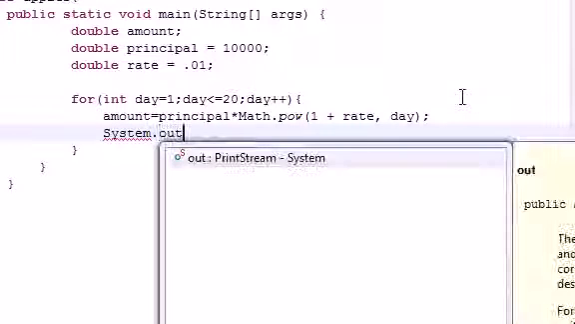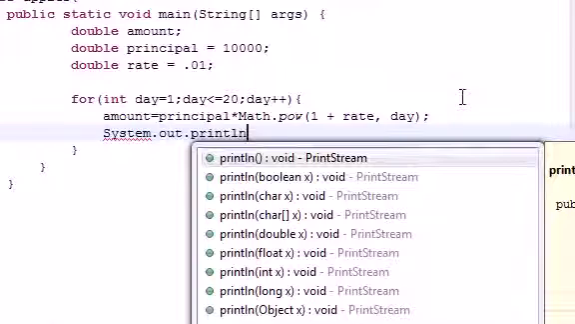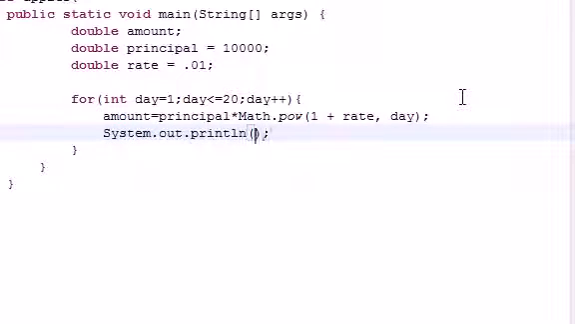System.out.println, and let's print year, actually day. Whenever you use compound interest you usually use year, but no one really uses day unless you're looking at YouTube subscribers, so that's why I keep typing year. Plus, add a couple spaces, plus amount. There you go. Let's run this, and I'll show you what it does.